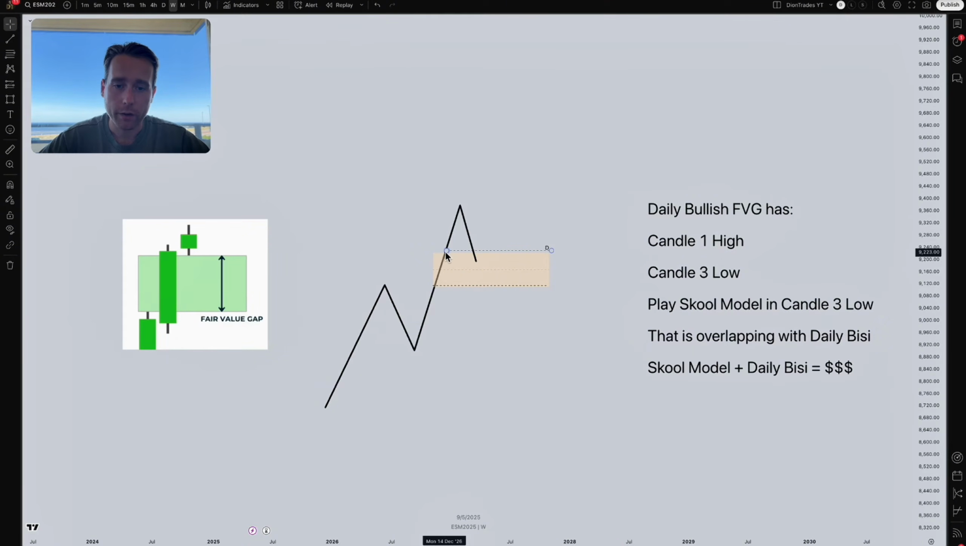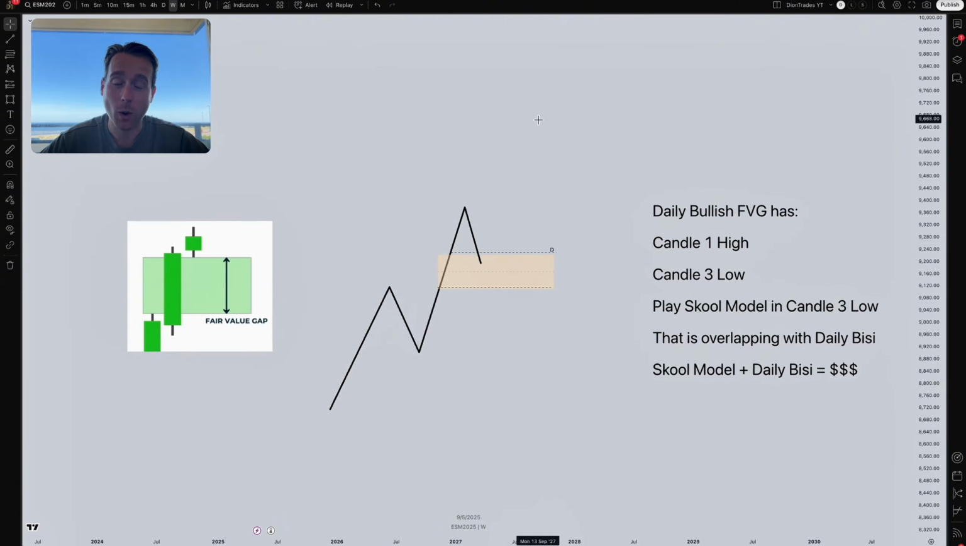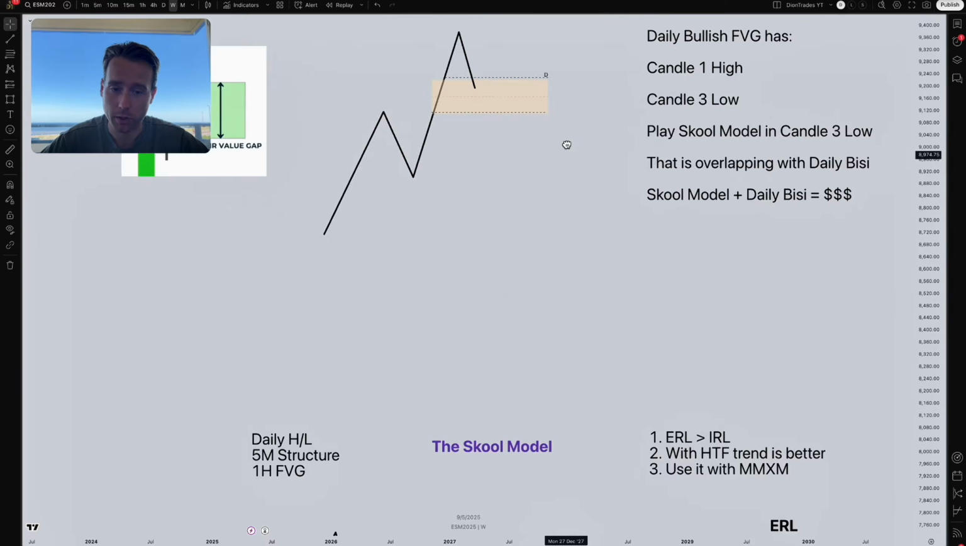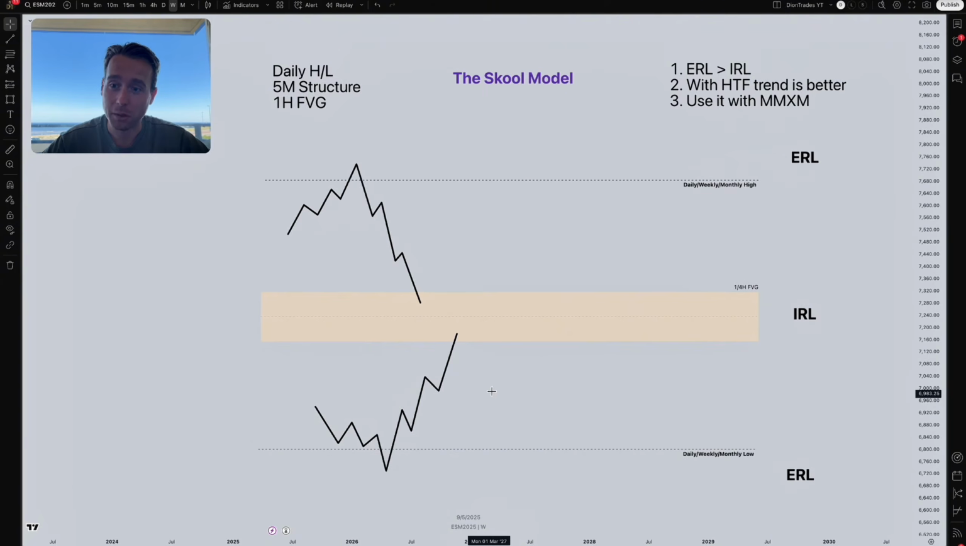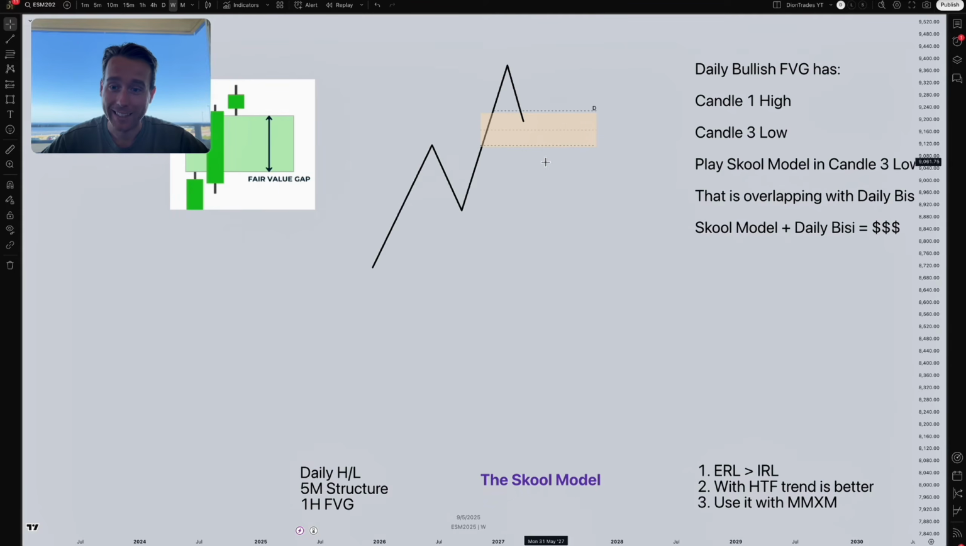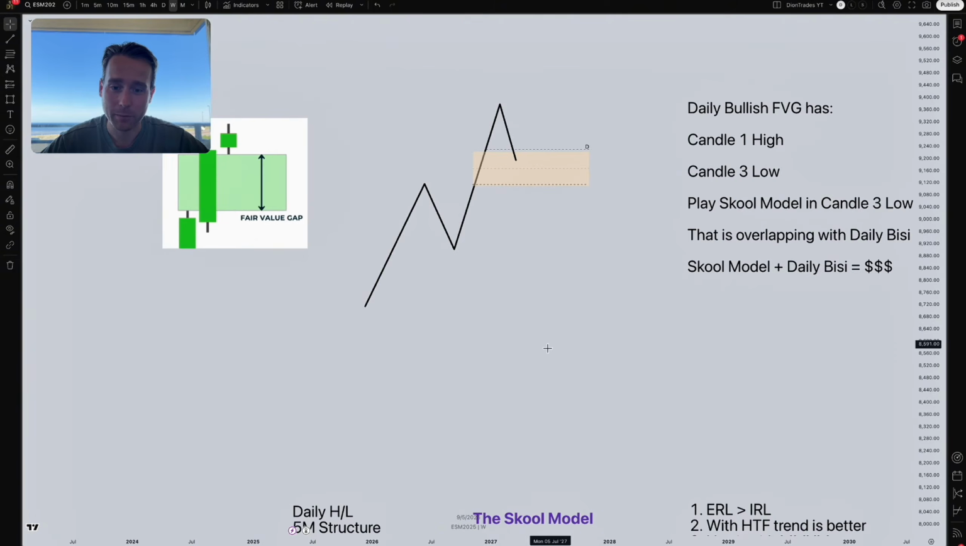So when you have an overlapping Skool model, daily low, towards internal range liquidity, overlapping with a daily bullish fair value gap, there is where all the money is, and there is how you can trade with a higher time frame trend. That is why the higher time frame for buys is so important. So yes, you trade from external range liquidity to internal range liquidity, but maybe you can use a daily structure to trade in line with the higher time frame trend.